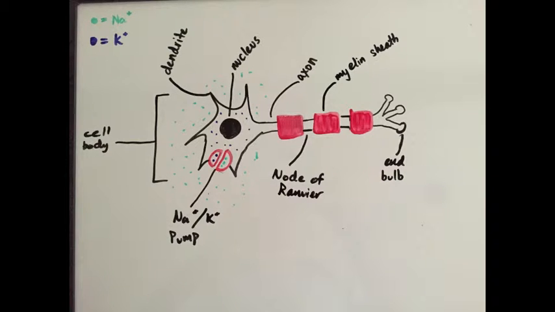At rest, there are 10 times more sodium ions outside of the neuron than inside. There are also many chloride, phosphate, and sulfite ions that are all negatively charged inside the neuron, and there are very few negatively charged ions outside of the cell. There are also negatively charged proteins inside the cell that are too large to pass through the membrane.